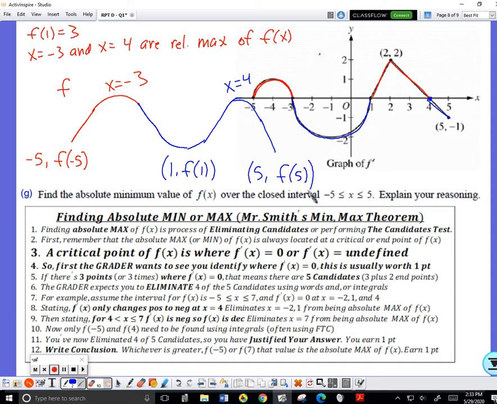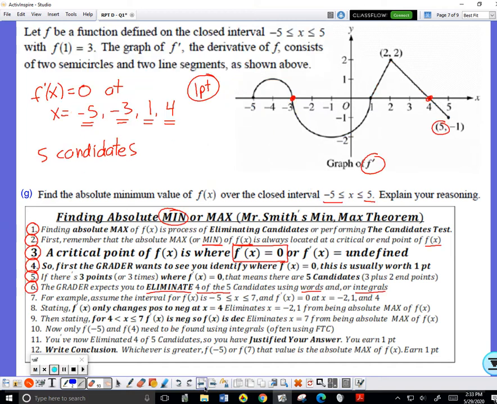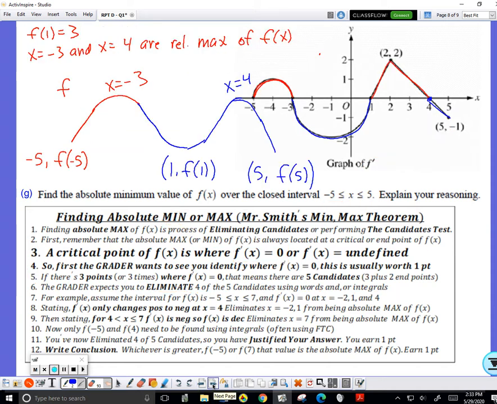At this point, I have earned, however, 2 of the 3 points. Because I earned 1 point for this, and then over here, the grader sees this work for f. The grader will see that I'm checking the endpoints, and I'll get another point for that. It's the last point that becomes challenging, because we've got to go find f of negative 5.